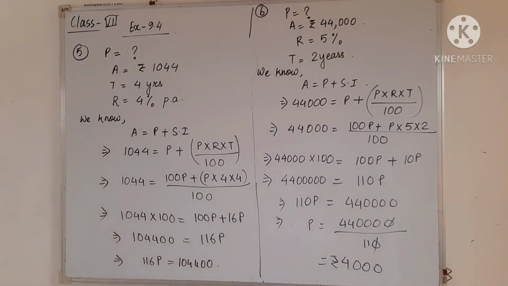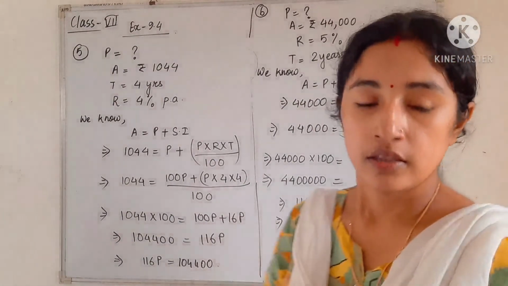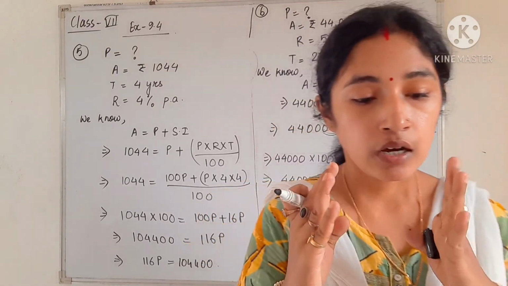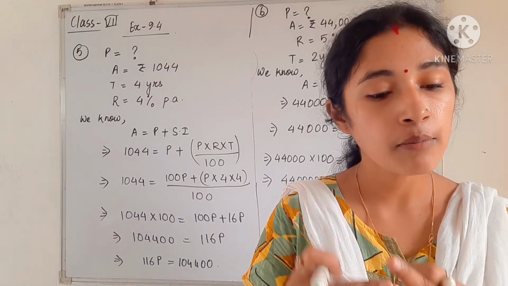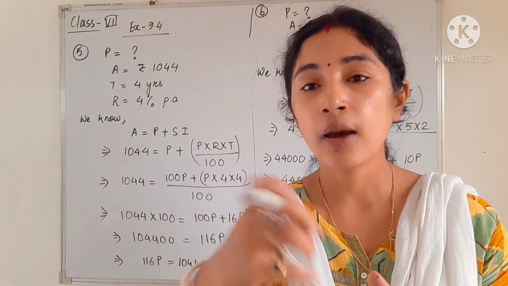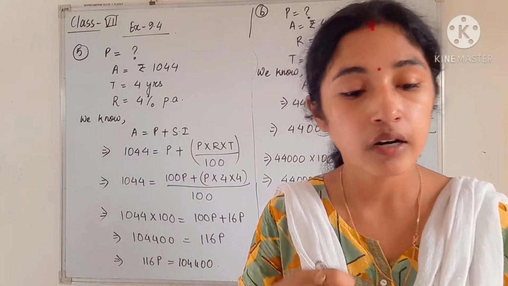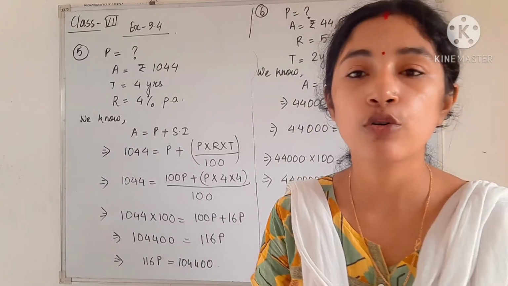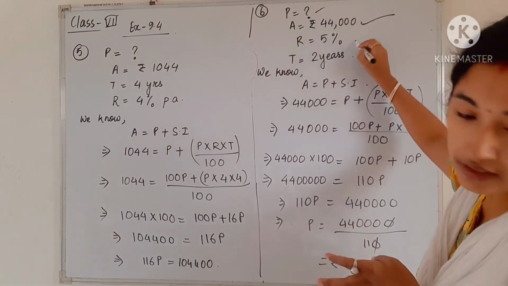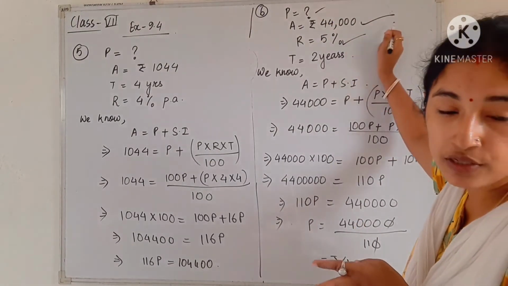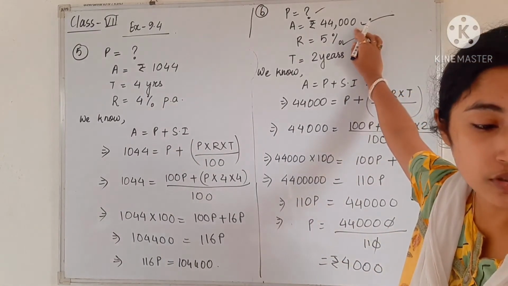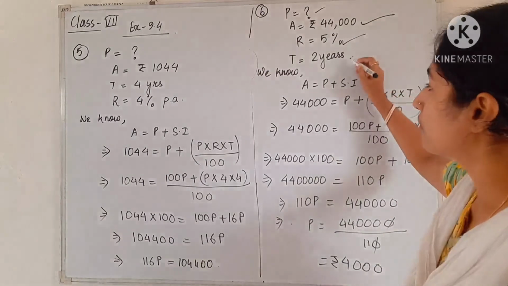In the next, number 6 question, there are 2 parts. This question contains 2 parts. So in the first part, it is given that a certain principal amounts to rupees 44,000. That means principal is not given, but the amount which we will get after 2 years, that is 44,000. That means amount is given, principal is not given. The rate is given, 5%. At the rate of 5%, the money is deposited, suppose. And time is given, 2 years.